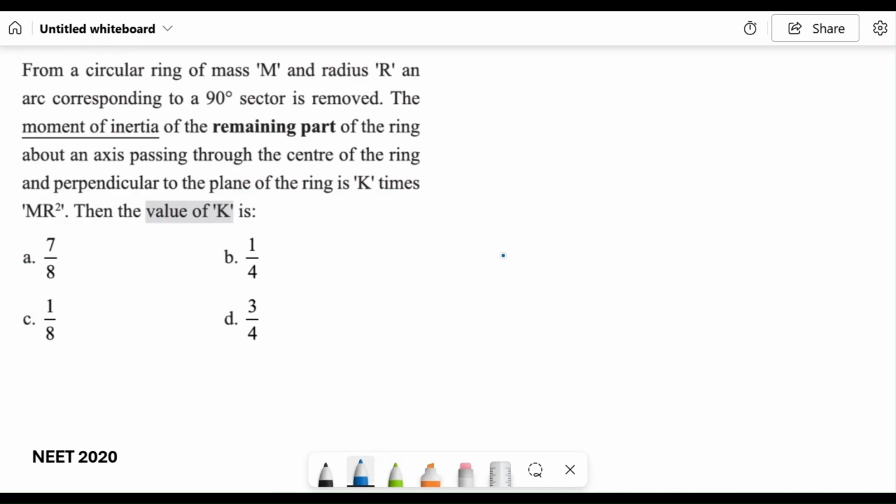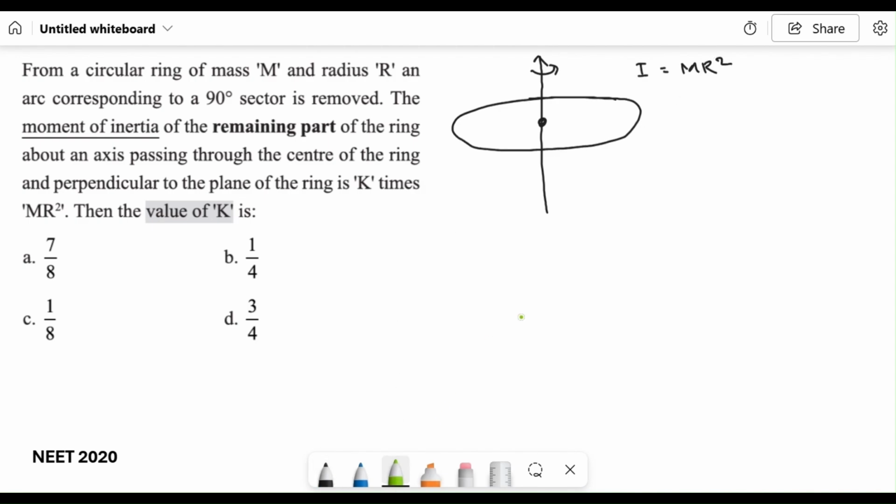Okay, let's continue here. Let's say we have a circular ring lying in the xy plane, and let's say this is the z-axis passing through its center. So the moment of inertia about this z-axis will be I equals m r square.